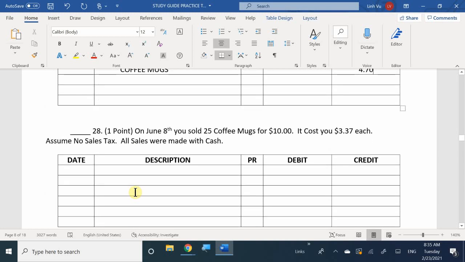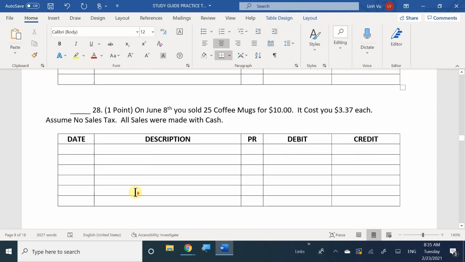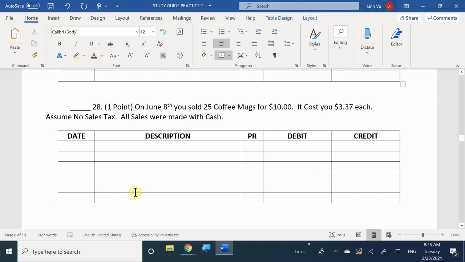Okay. Now, question number 28. On June 8th, you sold 25 coffee mugs for $10 each, and it cost you $3.37 each. Assume there's no sales tax, and all sales were made with cash. So how am I going to journalize this? This is June 8th. We're going to debit cash. Good. What else are we going to credit?